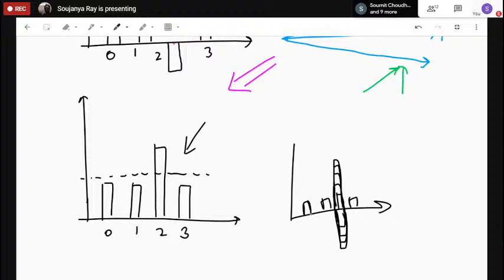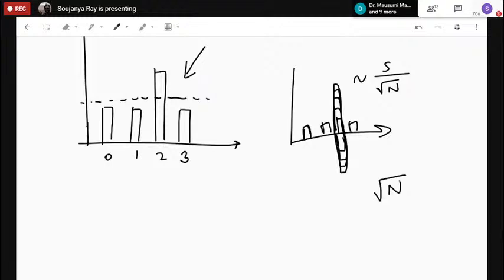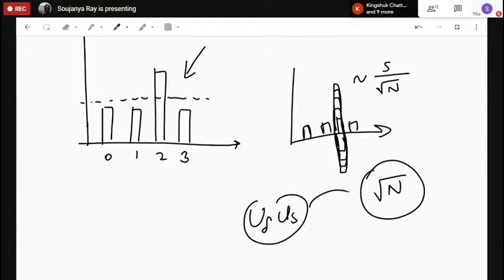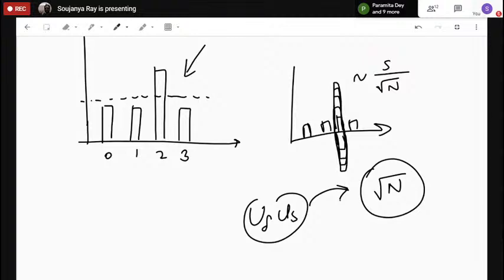Now, how many times do you have to do this? It turns out it has been proven that you have to do it almost root n times. So if you do it root n times, the step of using UF and US, you have to loop it root n times almost, and that increases the amplitude far enough so that when you measure, it collapses to the expected state.